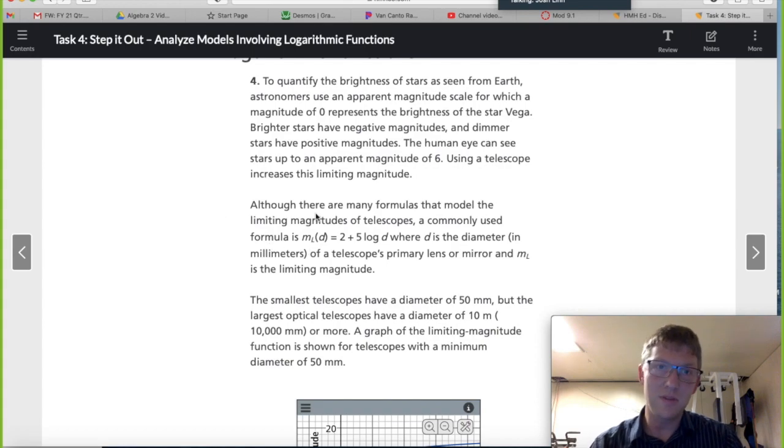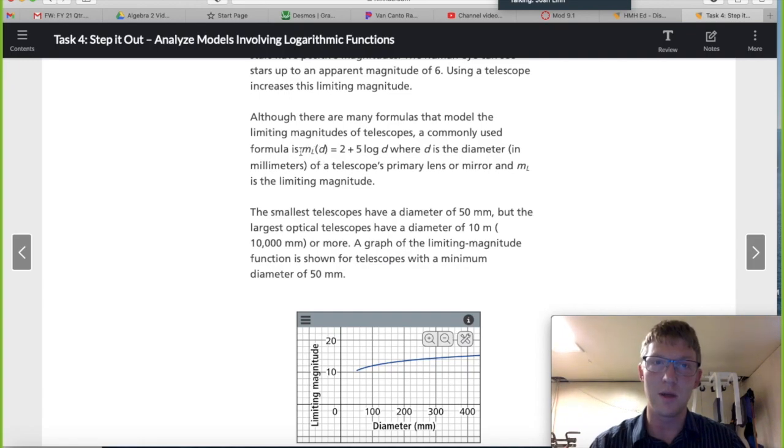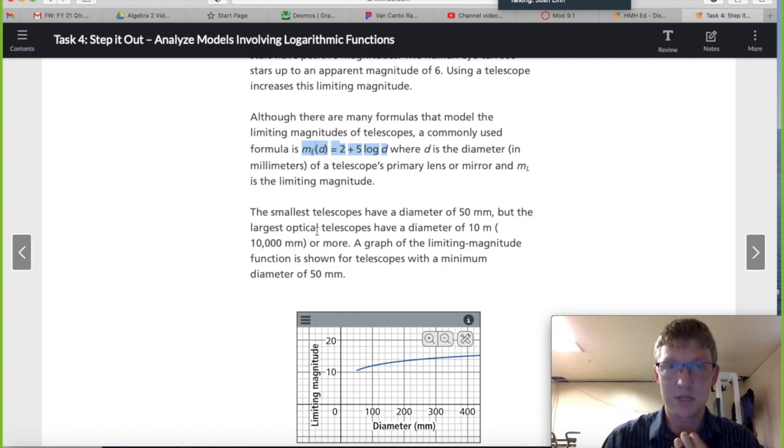Although there are many formulas that model the limiting magnitudes of telescopes, a commonly used formula is this guy right here, where d is the diameter in millimeters of a telescope's primary lens or mirror, and ML is the limiting magnitude. The smallest telescopes have a diameter of 50 millimeters, but the largest optical telescopes have a diameter of 10 meters, or 10,000 millimeters, or more.